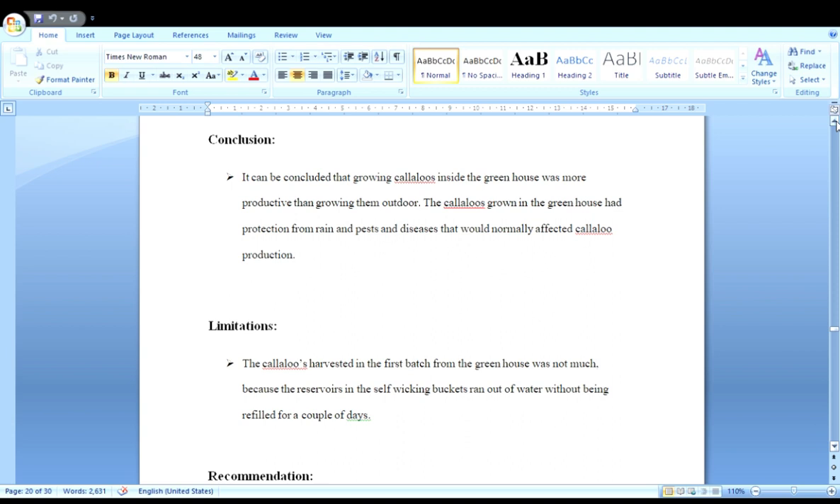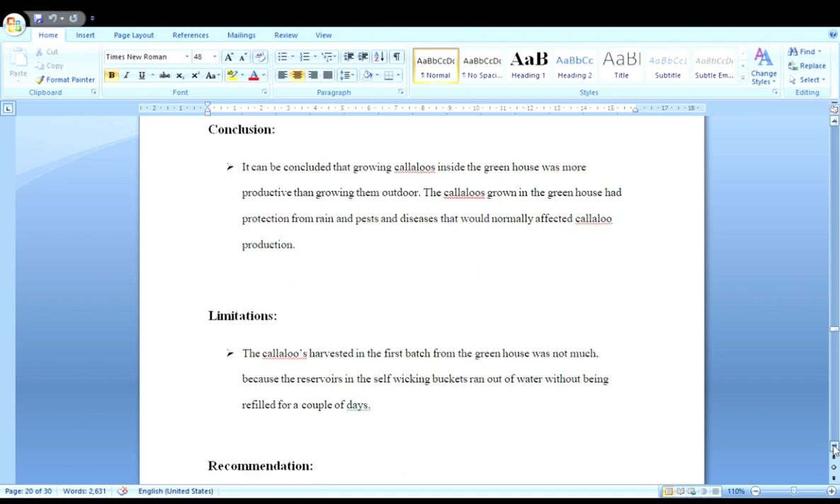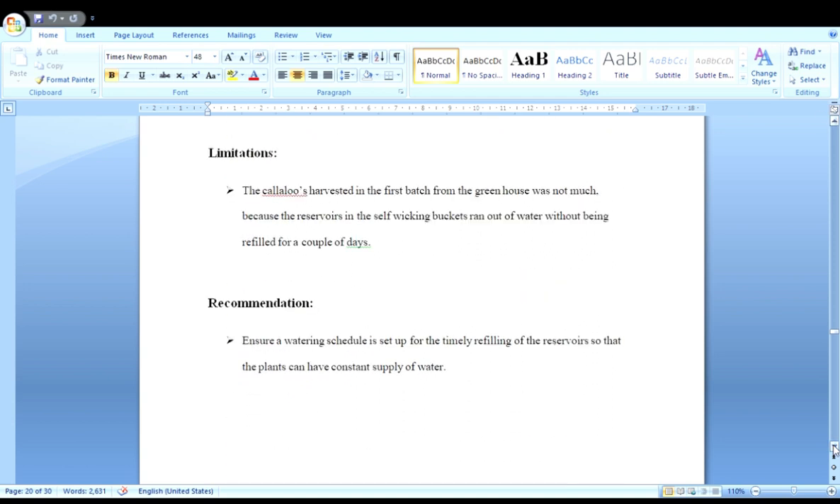So that would basically have affected the amount of callaloo harvested from the greenhouse in the first harvesting. That was directly a problem that could affect the result. Alright, let's go to the recommendation. You would write your recommendation based on what you have in your limitation. So you're basically going to look at how you could solve that problem or what you could do next time to prevent the problem.